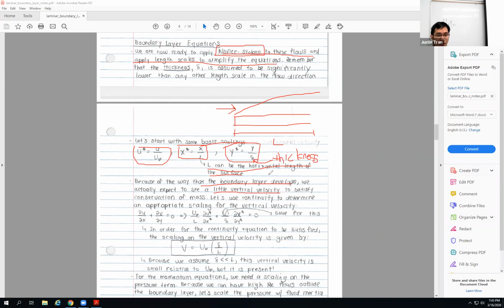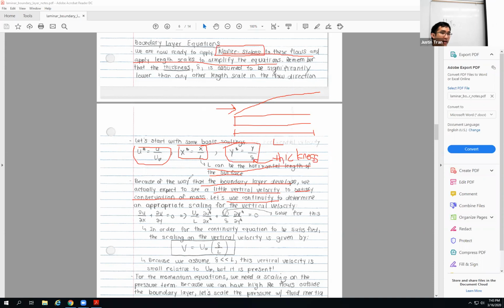It's going to be really small, but in order for us to satisfy conservation of mass, we actually need to account for this vertical velocity. Okay? So actually, let's use conservation of mass. Specifically, let's use the continuity equation, and then let's determine at least some kind of scaling for what this vertical velocity is.